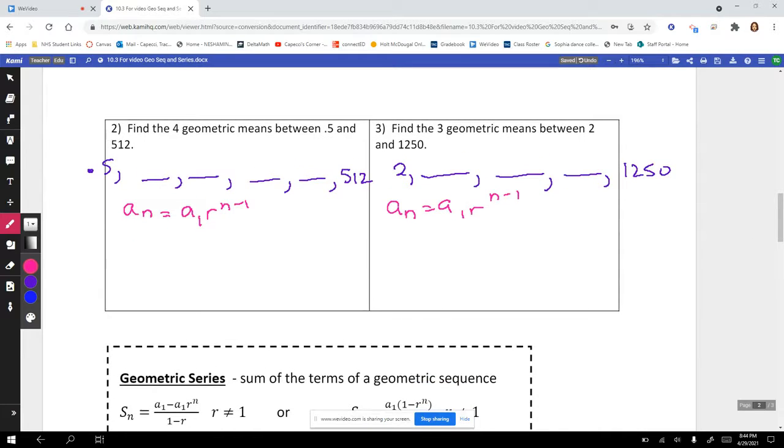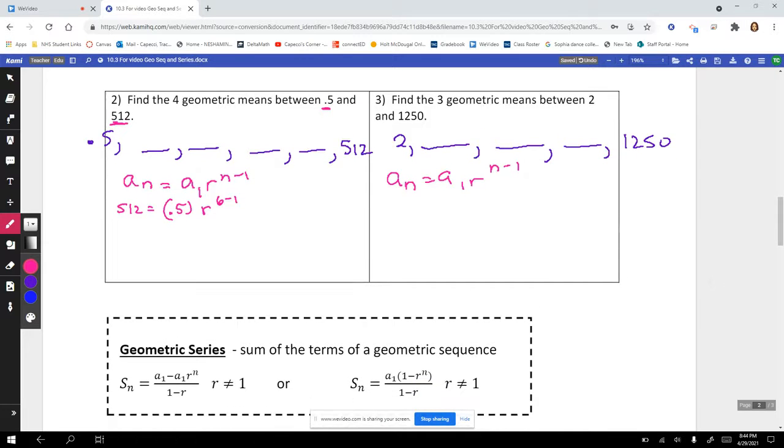Okay, and the next one, it says find the 4 geometric means. Now remember, the geometric means are numbers that are found between the given values. So we have our equation, our A sub n, that's our last term. We know that's 512. We know our first term is 0.5. Now, we don't know our common ratio, but we do know that we have 6 terms total. So that's 6 minus 1, right? 2 given and the 4 between, which gives me 512 is equal to 0.5 times r to the 5th.